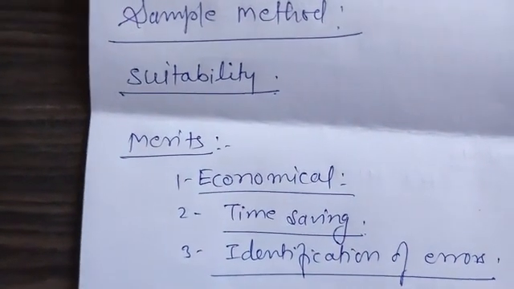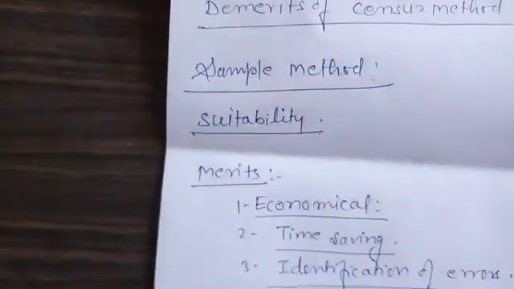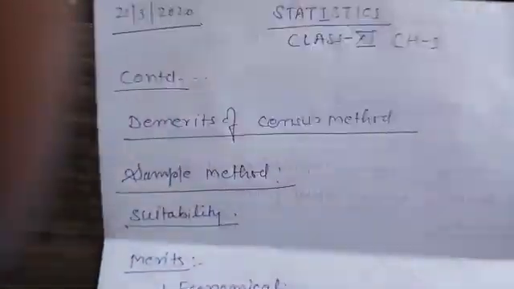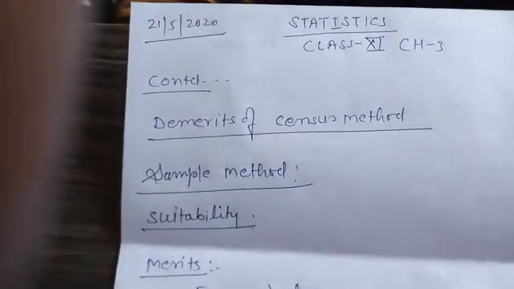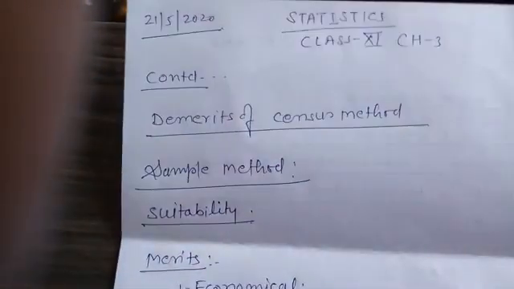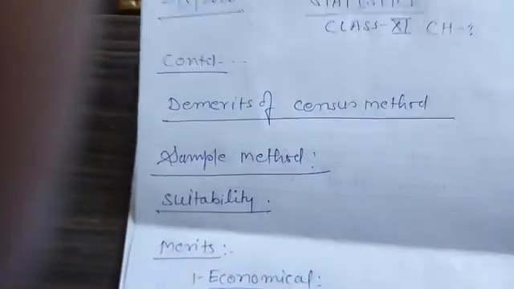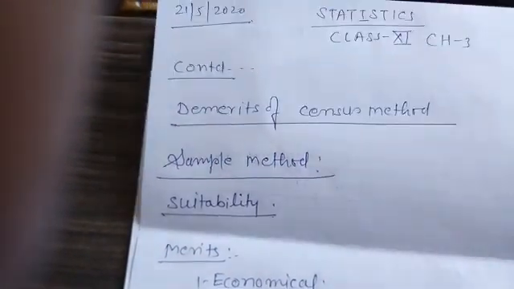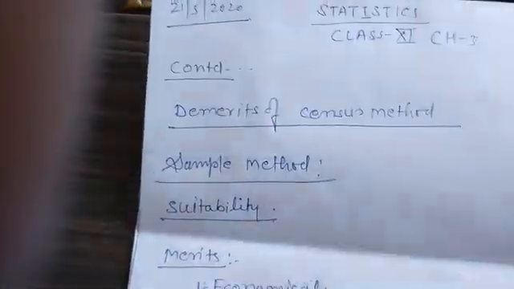So this is the sample method, and this method is suitable only under some conditions. Sample method is particularly suitable when the size of the population is very large, a very high degree of accuracy is not needed, intensive examination of diverse items is not required, and when different units of the universe are broadly similar to each other. In that condition only the sample method is used.